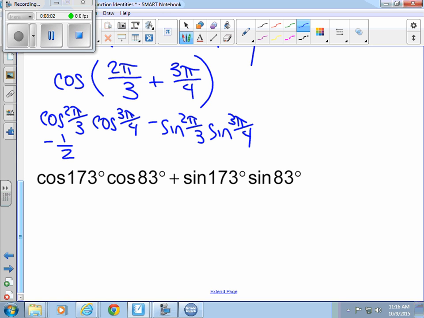Cosine of 3 pi over 4. We know over 4 is going to be radical 2 over 2, and again, 3 pi over 4 is in the second quadrant, so it is negative.